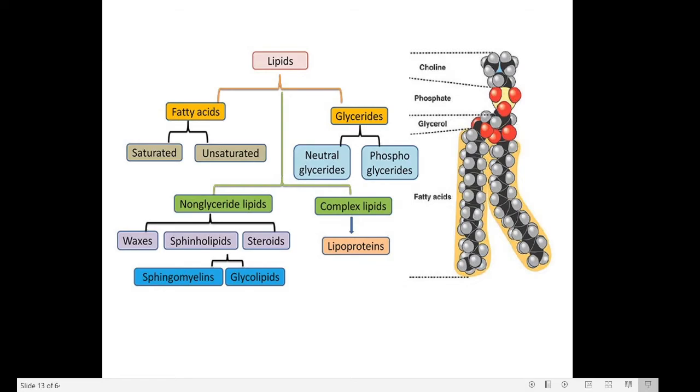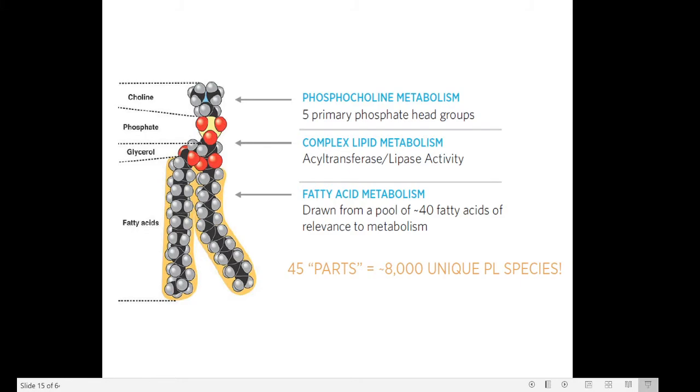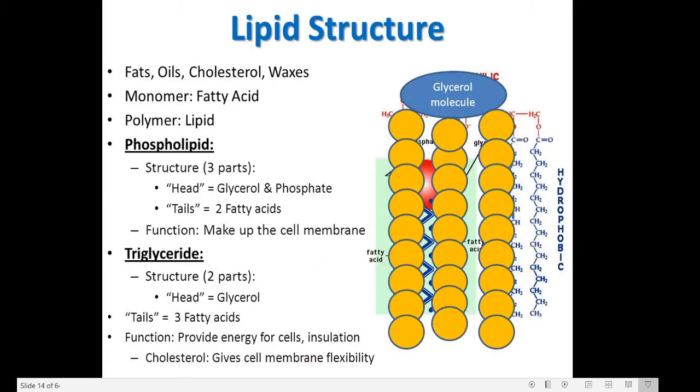Okay, next is the structure of the glyceride. The structure of lipid forms fat, oil, cholesterol, as mentioned. The monomer of the lipid is fatty acid. Monomer of lipid is fatty acid. These fatty acids interact with each other and form the lipid.